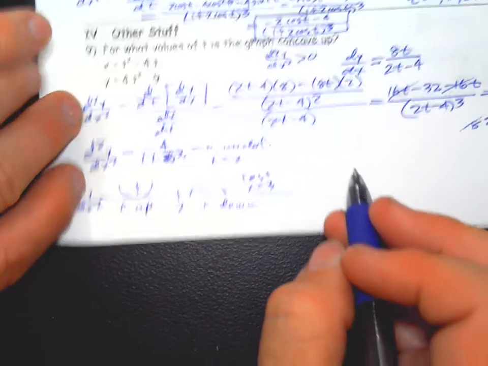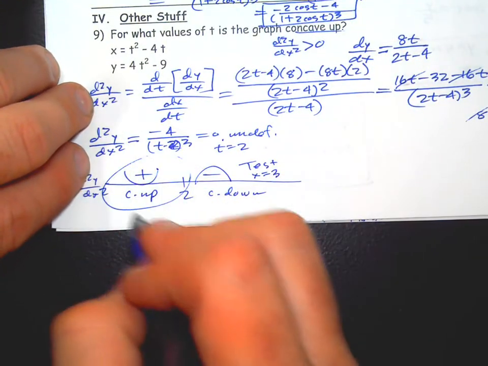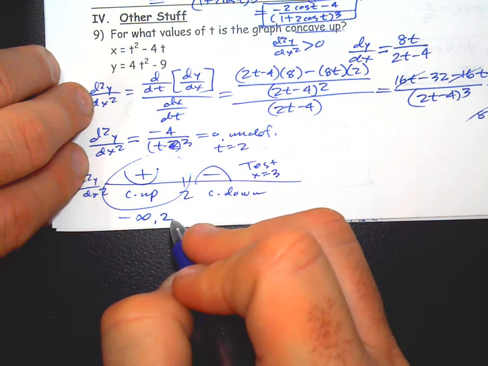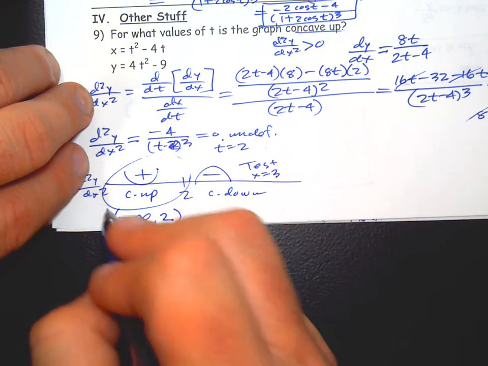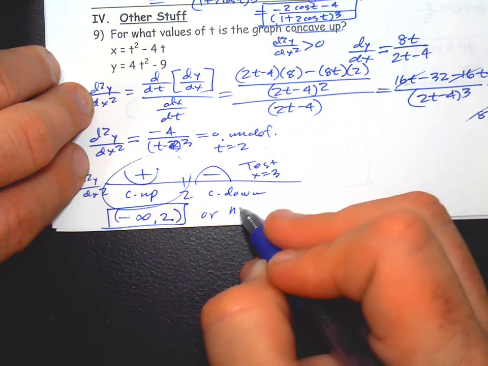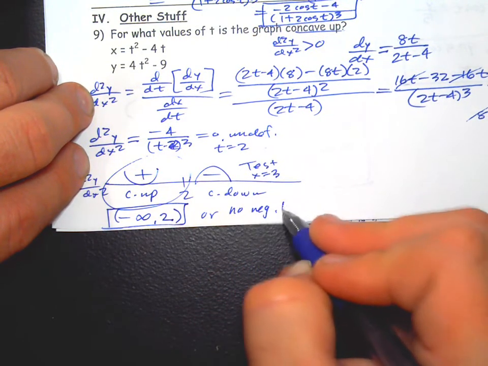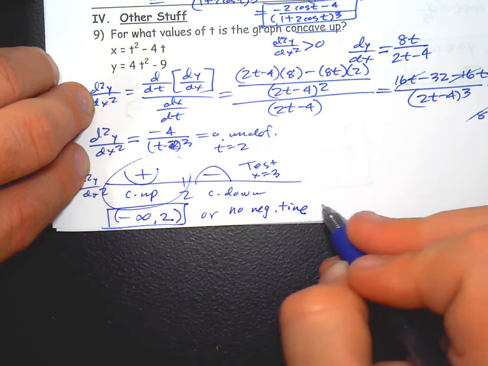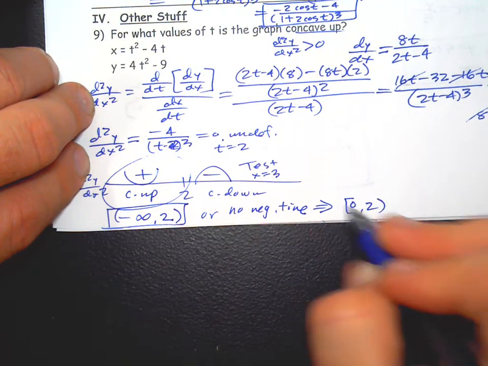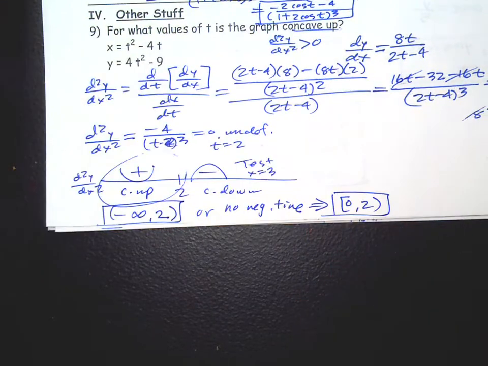We want to know where it's concave up. Well, that's right here, so that'd be negative infinity to 2. Or if we're dealing with no negative time, which we often do on these problems, a possible answer would be 0 to 2. Now, we're not going to include 2 because there is no concavity at 2. You can't say it's concave up at 2.